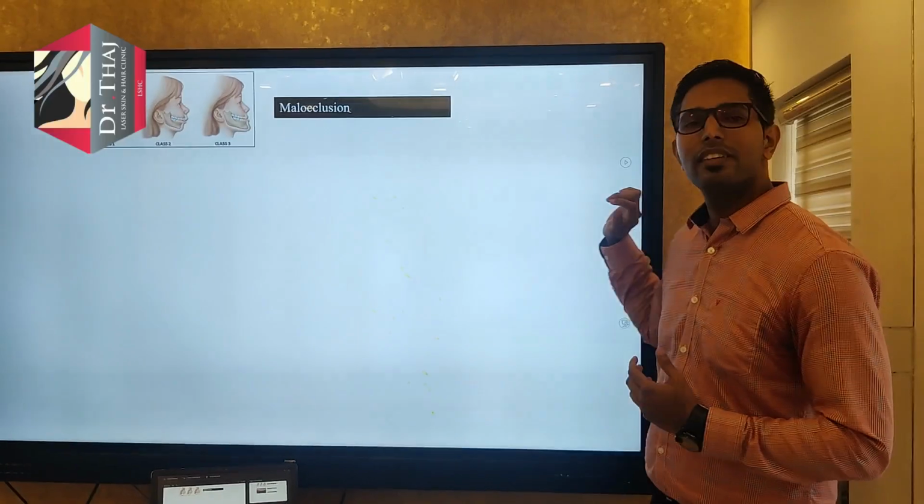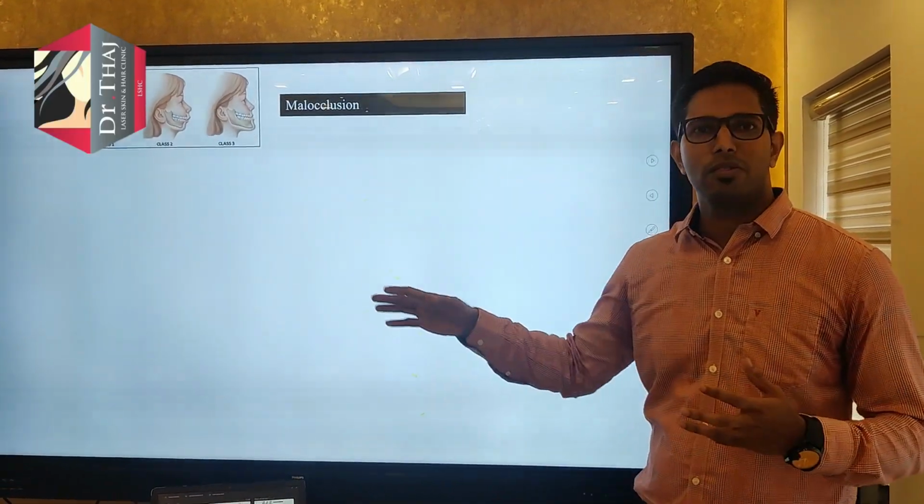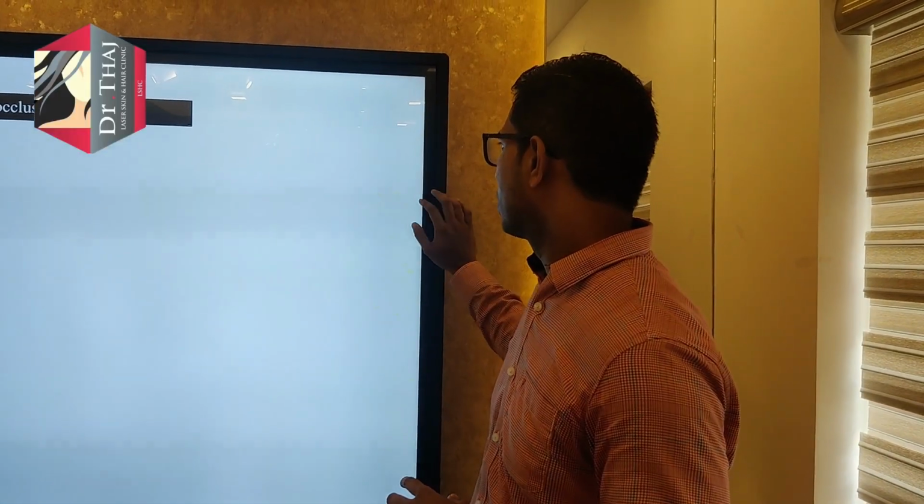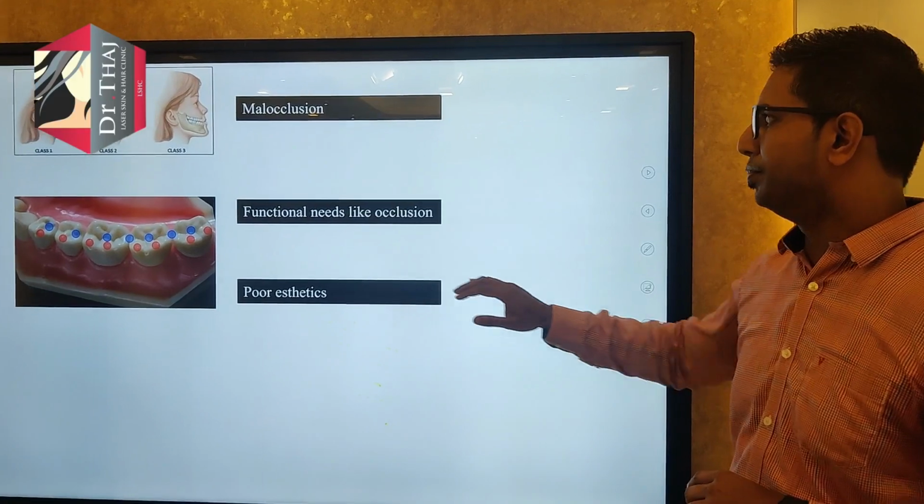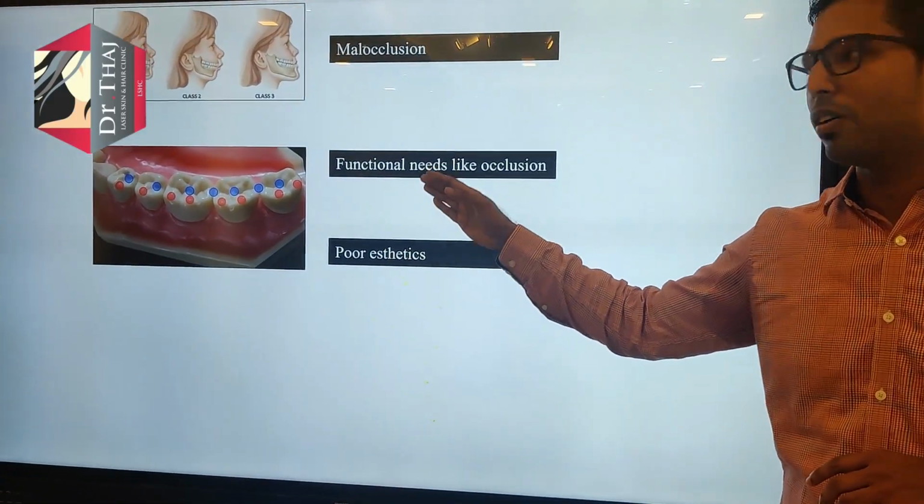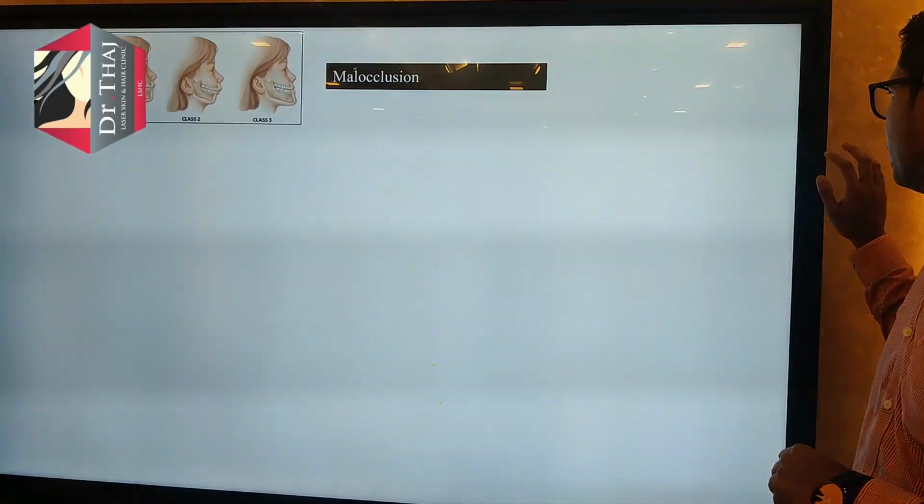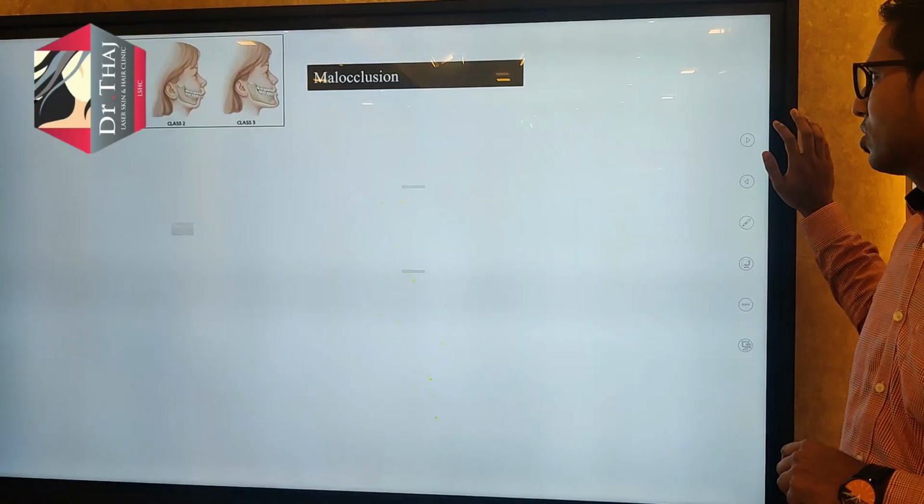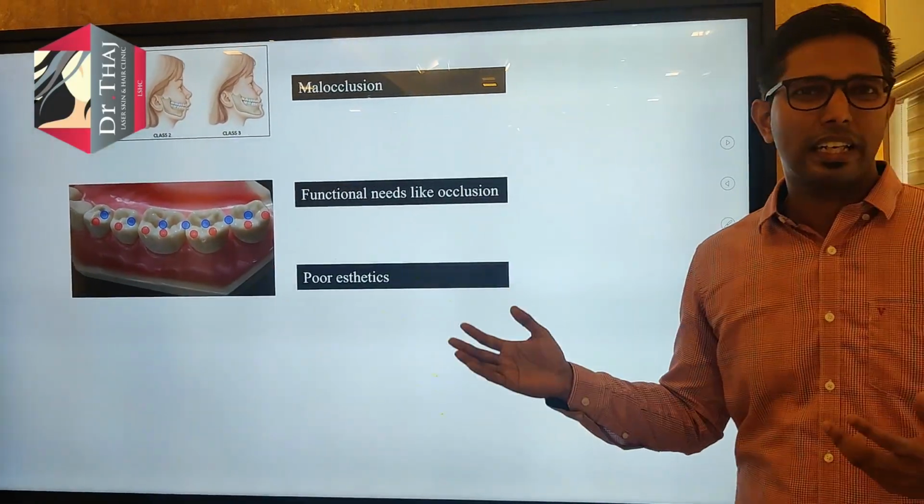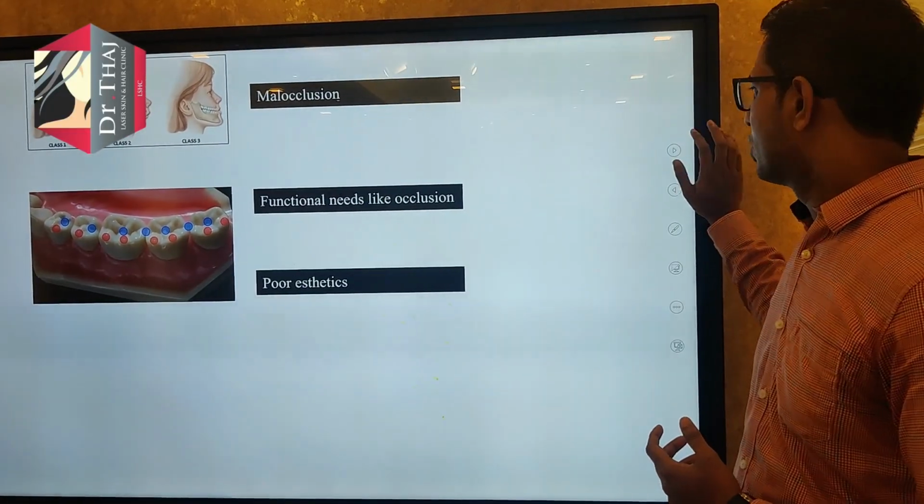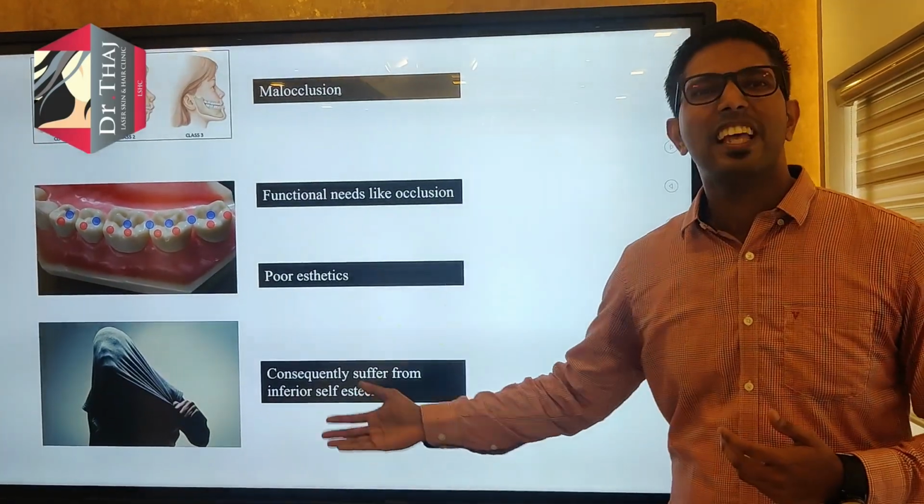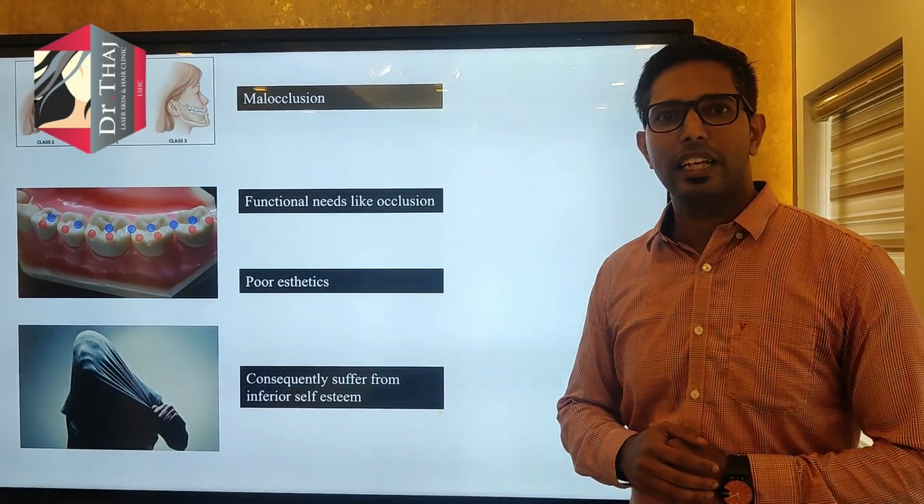But whenever there is malocclusion, now what is malocclusion? Malocclusion is something related to the jaws or to the teeth. If there is an imbalance somewhere in the malocclusion, it can create poor aesthetics, or can also lead to functional needs, like occlusion getting hampered, which will finally lead to inferior self-esteem of the individual.